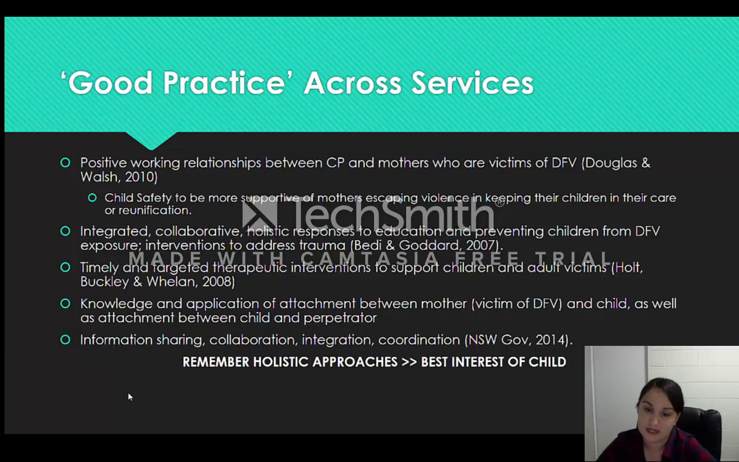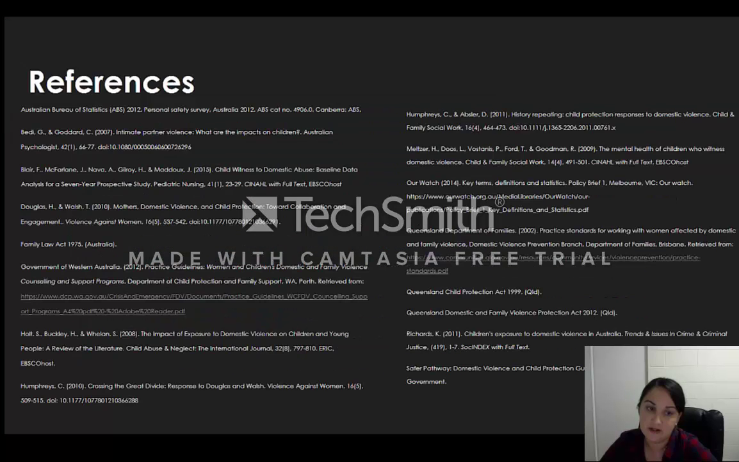Again, this all comes down to information sharing, collaboration, integration, and coordination, and looking at holistic approaches that really are in the best interest of the child and keeping the child safe from further harm.